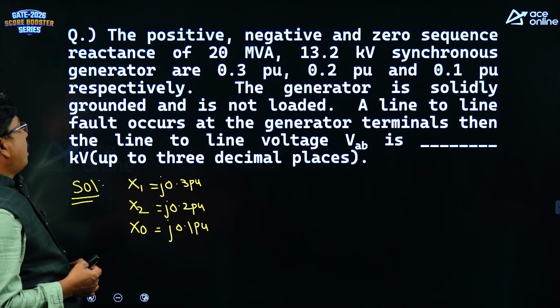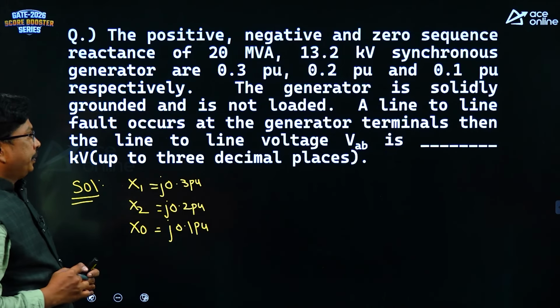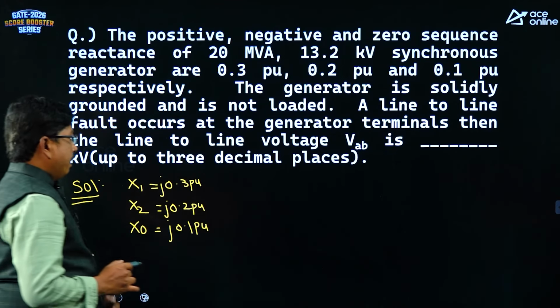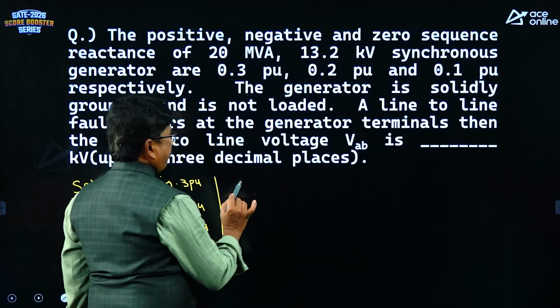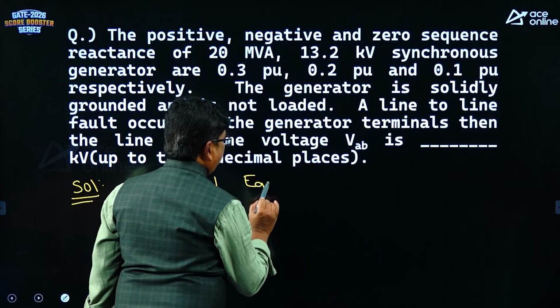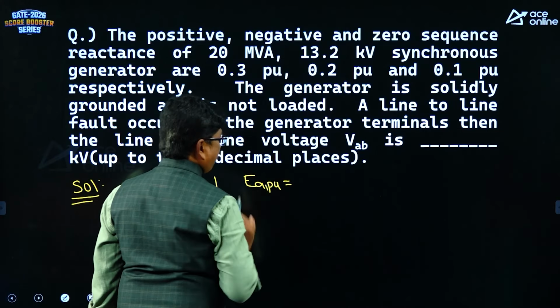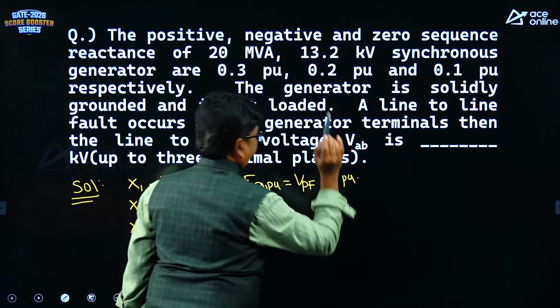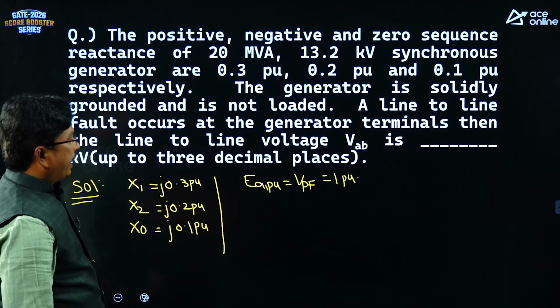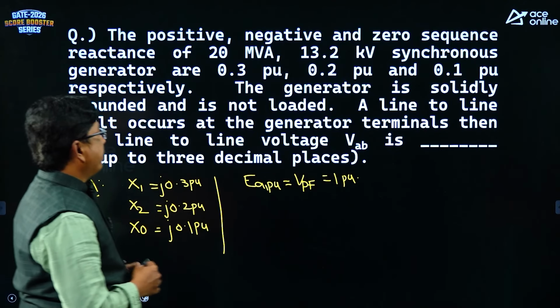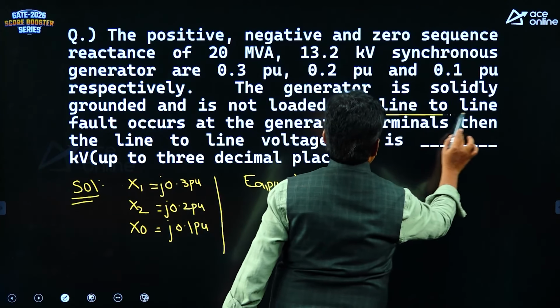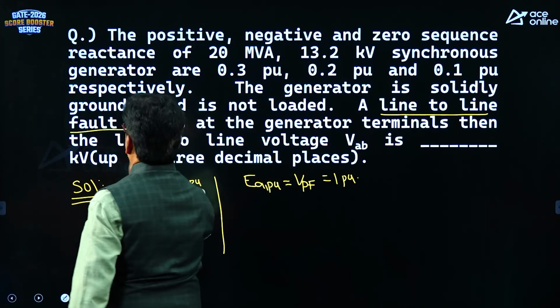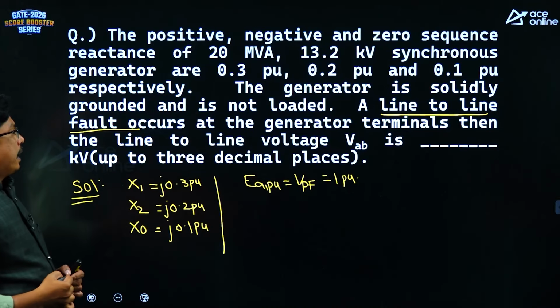The generator is solidly grounded and it is not loaded. It is operating under no load condition. When it is operating under no load condition, the EA1 per unit value and the pre-fault voltage both are 1 per unit. A line to line fault occurs at the generator terminals.